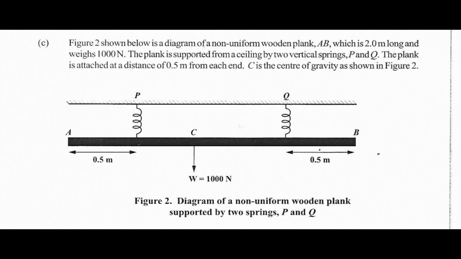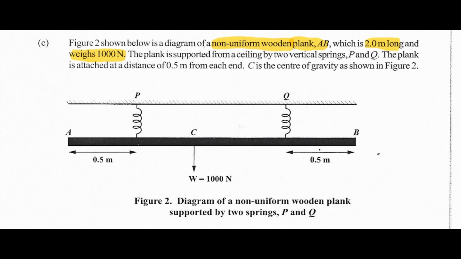So figure 2 shown below in the diagram is a non-uniform wooden plank. That's good to keep in mind. So that would mean that this here is not in the center. It tells you right off the bat that it's not in the center, but we can prove it, right? It tells us that the wooden plank is 2 meters long and it weighs 1000 newtons, and the plank is supported from the ceiling by 2 springs P and Q, and the springs are attached at a distance of 0.5 meters from each end.